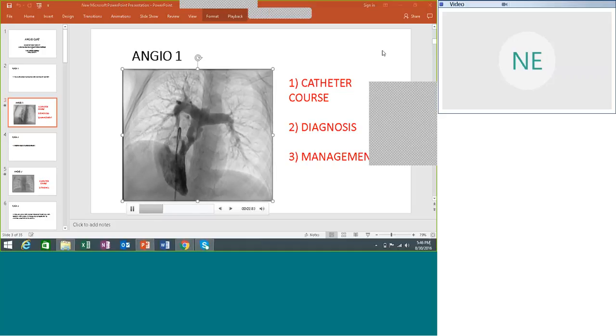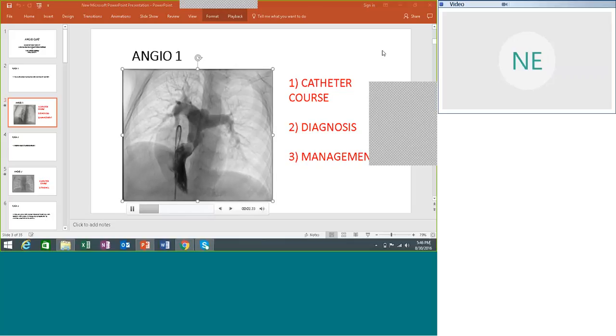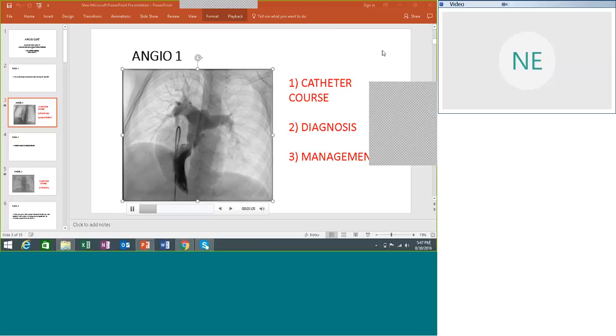To RA to LV, then. So, okay. That's right. So what's the final diagnosis? Yes. So how will you treat this patient? Is it an intact IVS?